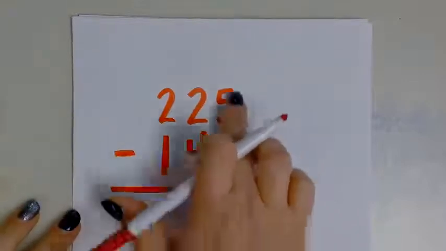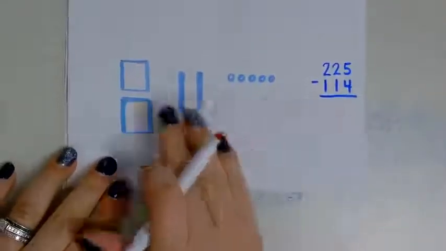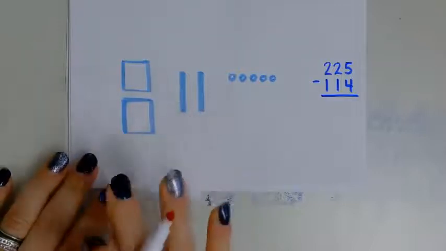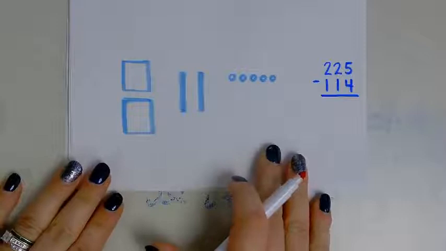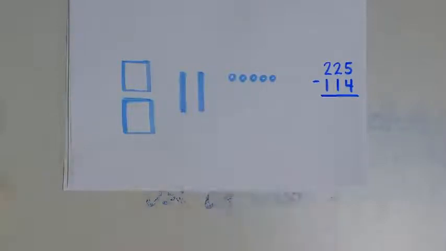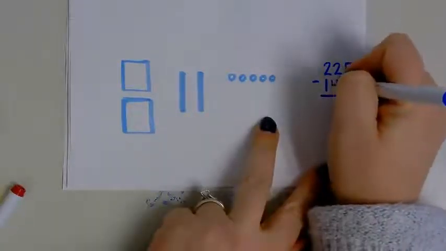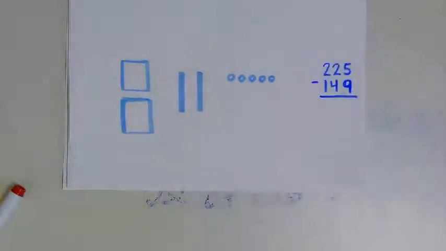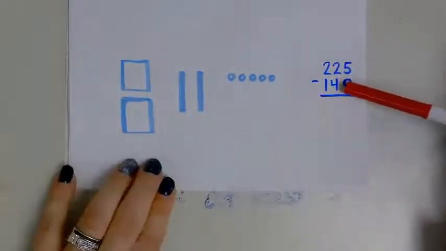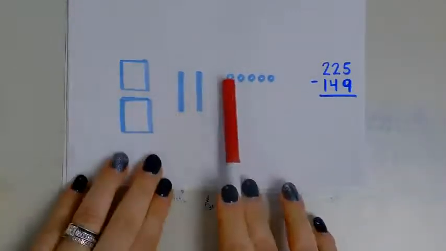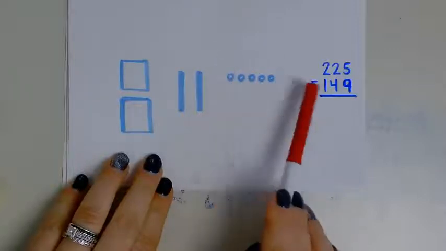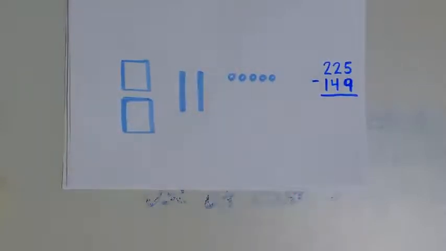So before we regroup up here, I'm going to show you how to do this with base 10 blocks so that hopefully it makes a little bit better sense when we go to the actual numbers. So if we have 225 minus 149, 225. If I have 5 ones, I do not have enough to take 9 away.